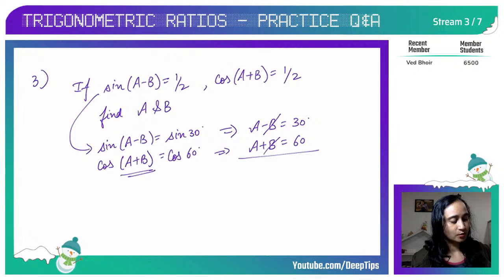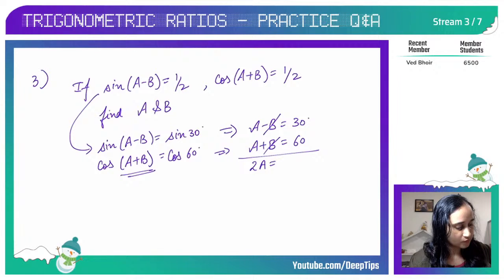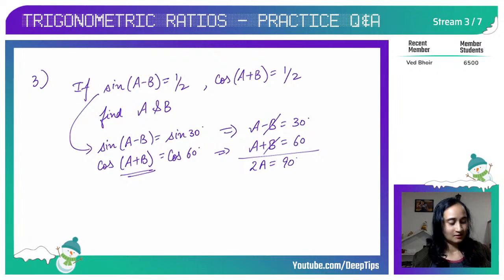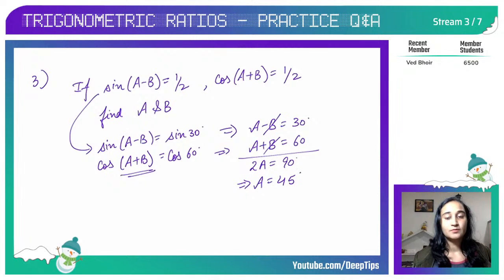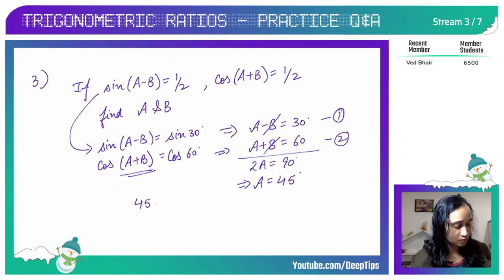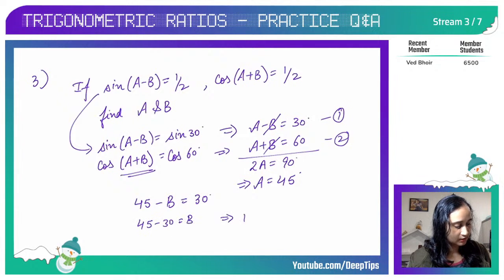If I add these two equations, my B's get cancelled, and 2 times A gives me 90 degrees. So from here I get A is equal to 45. That means the value for A is 45, and if I substitute this in the first equation, this is my first equation, this is the second equation. So 45 minus B is equal to 30. Now if I solve it further, I get the value for B, that is equal to 15 degrees.